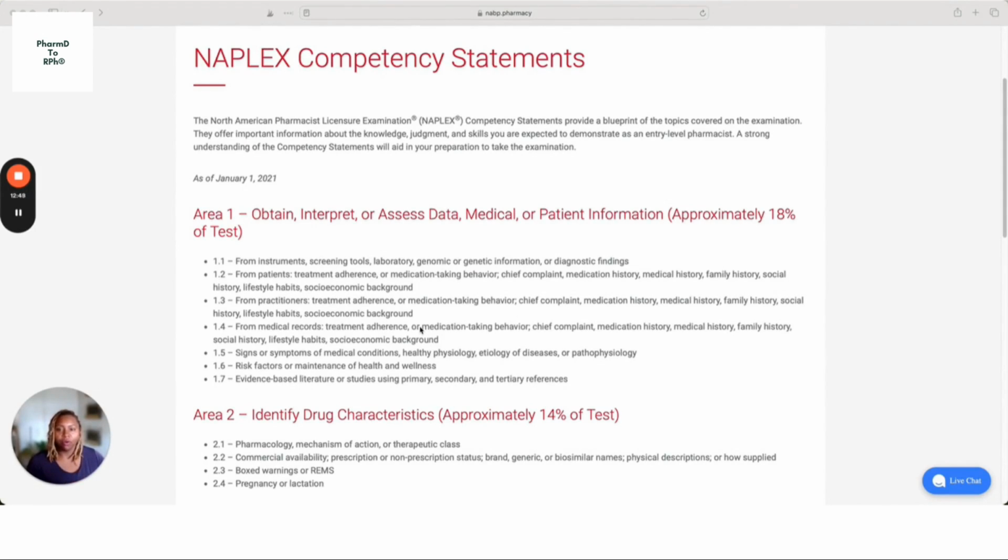But I do hope that going over these competency statements gives you a better, clearer approach on how to prepare and how to use it. It's almost like when you were in school and your professor gave you a syllabus. Use this as your syllabus and how to approach your studying. So I hope this was helpful.